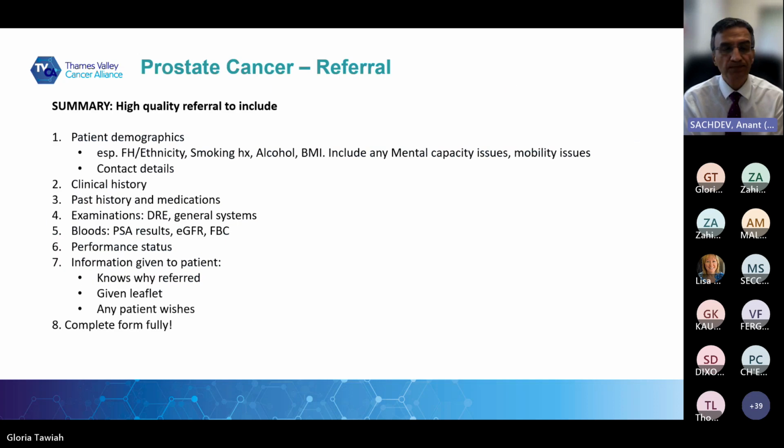Next slide, please. So in summary, really, in terms of referral, for a high quality referral to be made, include the patient demographics and the contact details, clinical history, past history and medications, examinations, the blood tests, which I've highlighted for you, performance status, and information given to the patient with their wishes. And really all of this should be within the form. So please complete the form very fully if possible.